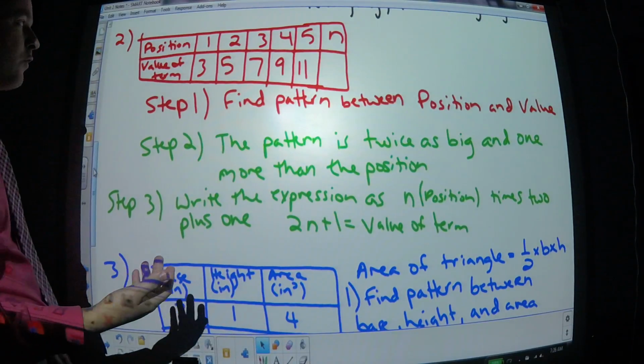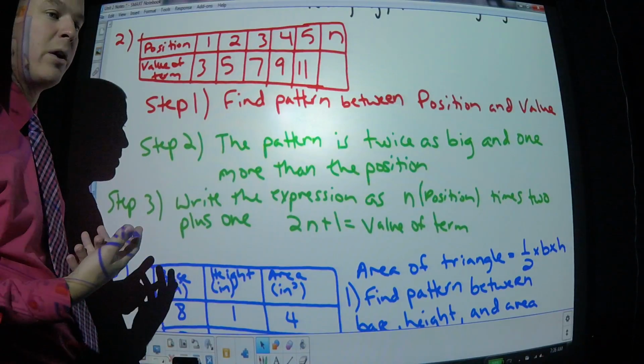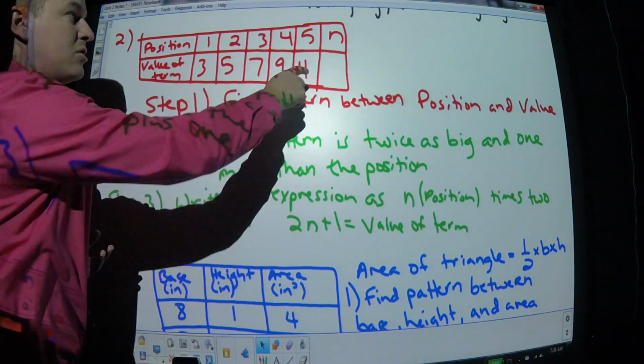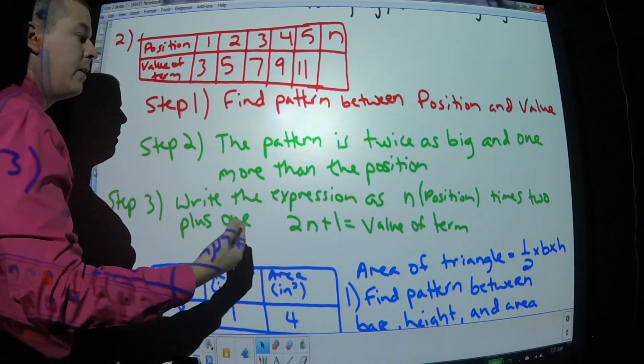So, for instance, if we wanted to know the value of the 100th position, it would be 2 times 100 plus 1, so 201.